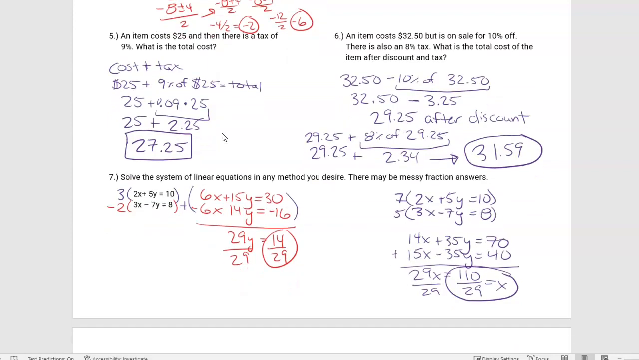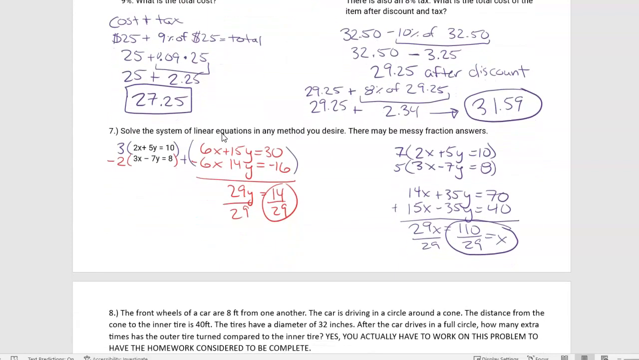Now on this problem right here, it was set up for elimination, so that's what I did. I can't think of a good way to do substitution. I think you'd end up with ugly fractions if you got any of those equations in x equals or y equals form.